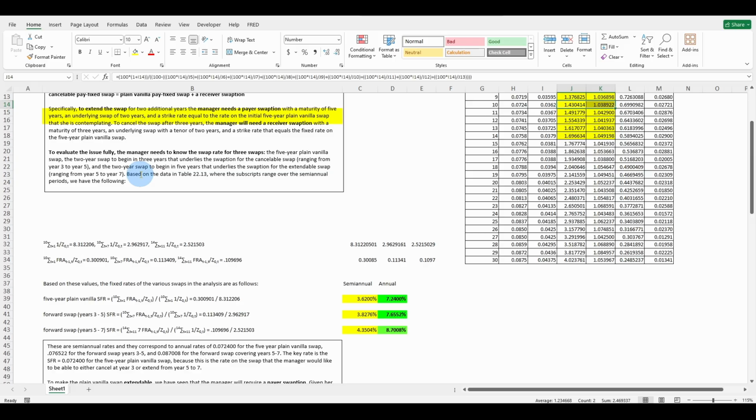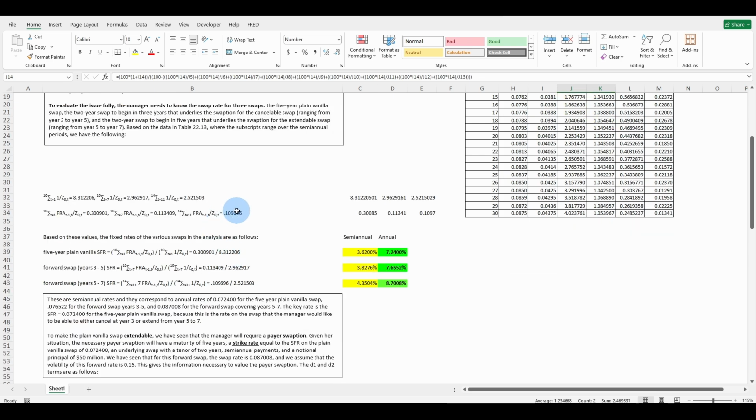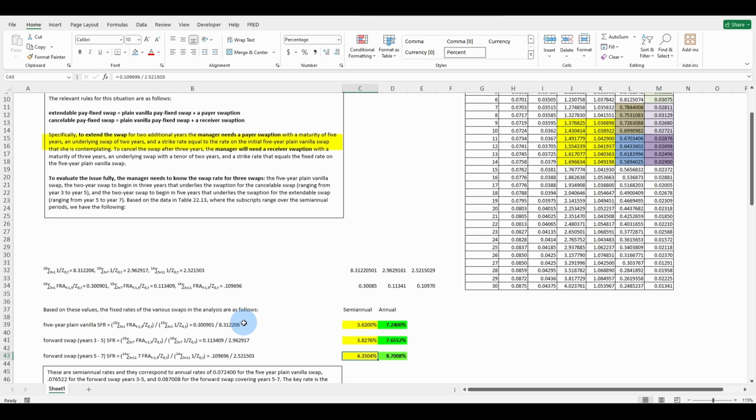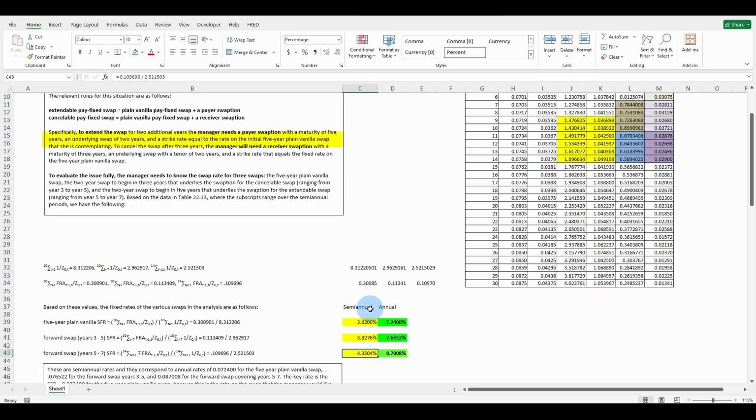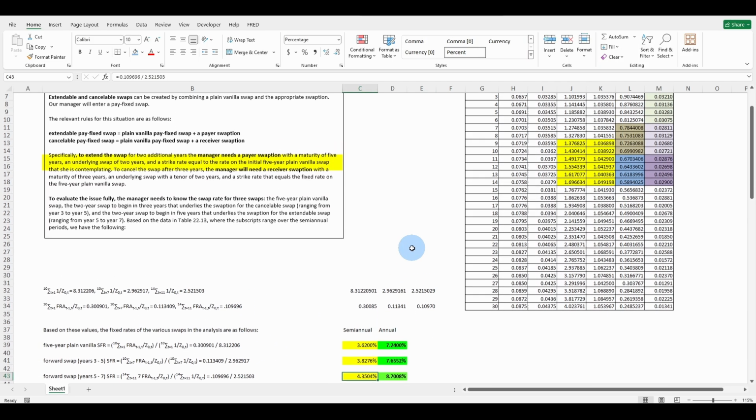Based on the data in table 22.13, where the subscripts range over the semi-annual periods, we have the following. Overlook some of the rounding issues here. We're going to have 8.31229. In order to identify these semi-annual rates, we're going to have to look at the zeros.